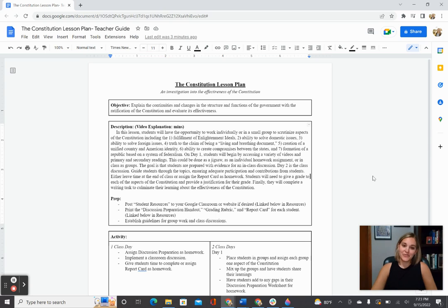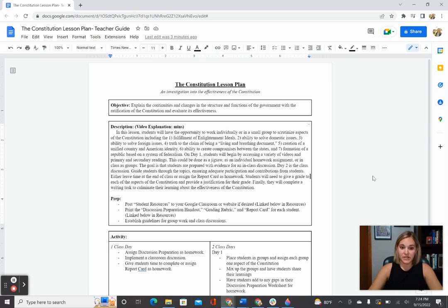This is a lesson plan that could be used in a variety of courses. So the main goal of this lesson is to investigate the effectiveness of the Constitution. And one of the ways to do that is by explaining the continuities and changes in the structure and function of government. So this could be a 1-day or a 2-day lesson plan, depending on how much time you have. Actually, you could extend it into 3 days if you wanted to spend a significant amount of time giving students the opportunity to really dive into the Constitution.